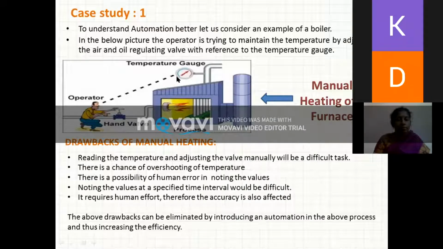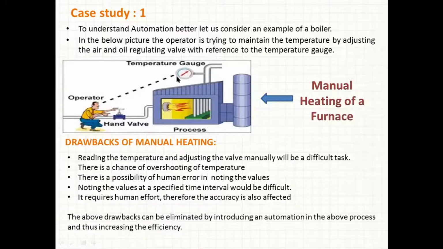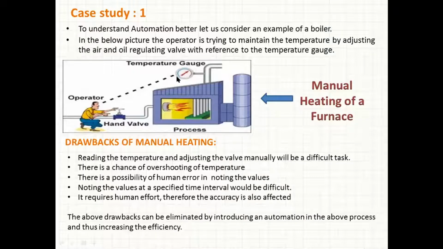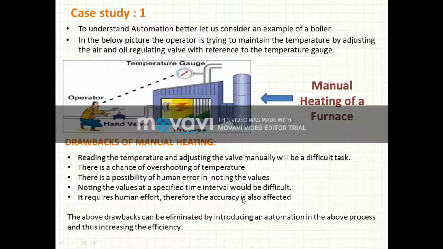Suppose you want to monitor a month of data continuously, it is very difficult. If I want data every 5 minutes, to know the temperature inside the furnace, I have to dedicate a person or an operator to note down all the values at regular intervals, which is very impossible. Noting the values at a specified time interval would be very difficult. It requires human effort, therefore accuracy is also affected. Here, by accuracy, I mean the errors that we make while noting the values. So when you give that task to an operator, there will be lots of human errors as well.